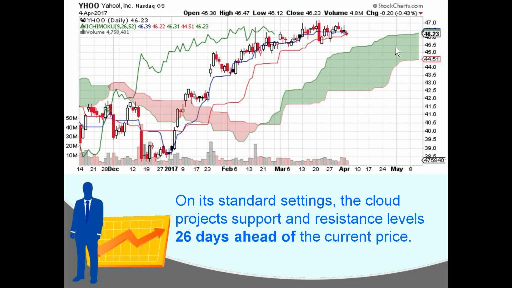Now what about over here? Well, on the standard settings, the cloud projects support and resistance levels 26 days ahead of the current price. If this is today's price, then as you can see, the cloud itself projects 26 days beyond today's candle, and so it provides, interestingly enough, future support and resistance, which not a lot of indicators do, and so I think that's pretty cool.